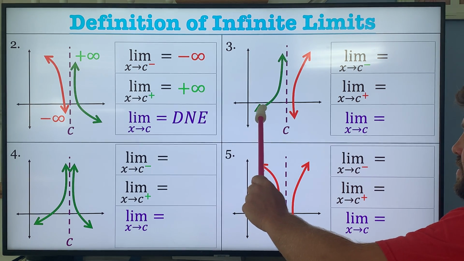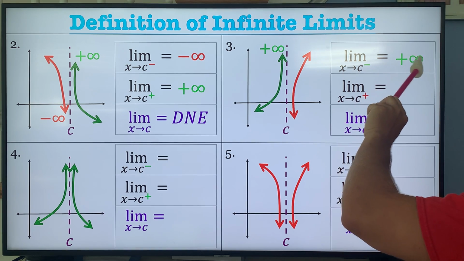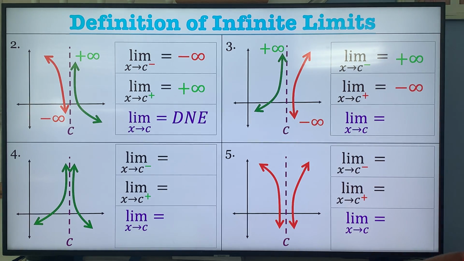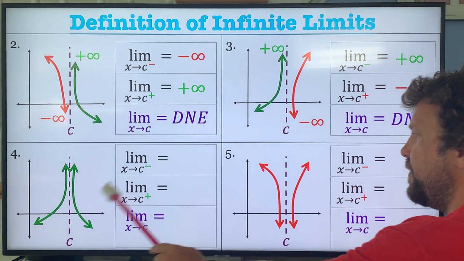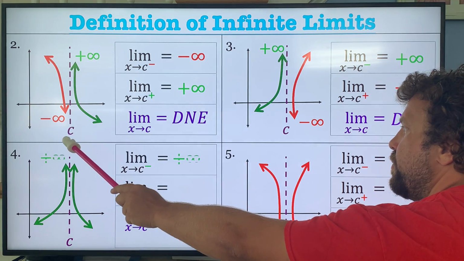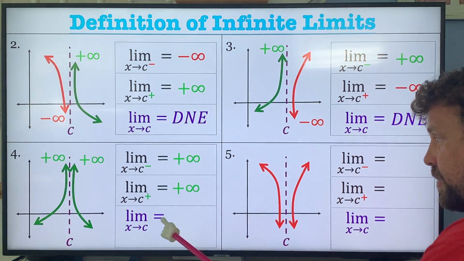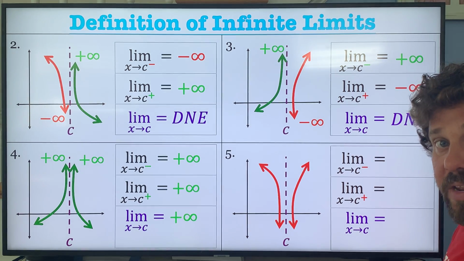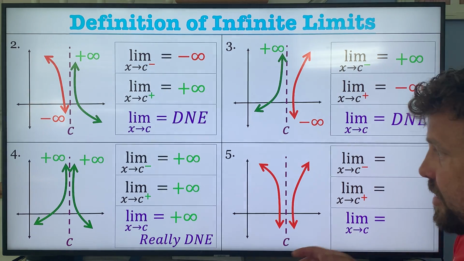C from the negative side, positive infinity. C from the positive side over here, negative infinity. What's your value at C? Does not exist. All right. C from the negative side, positive infinity. C from the positive side, positive infinity. So my limit is positive infinity, right? Nope, it's really DNA. Why is it DNA?